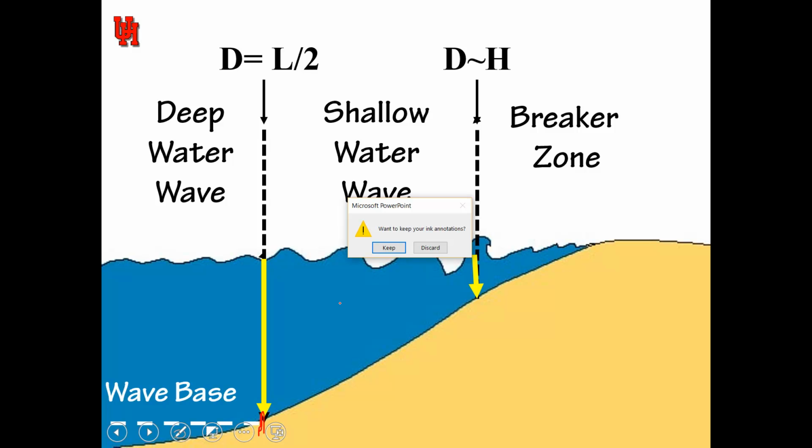Okay, that depth below wave base and depth above wave base.